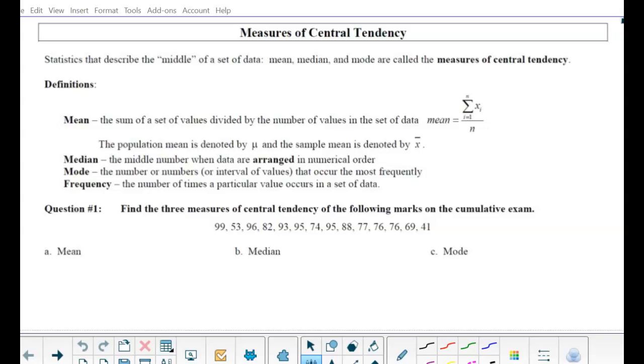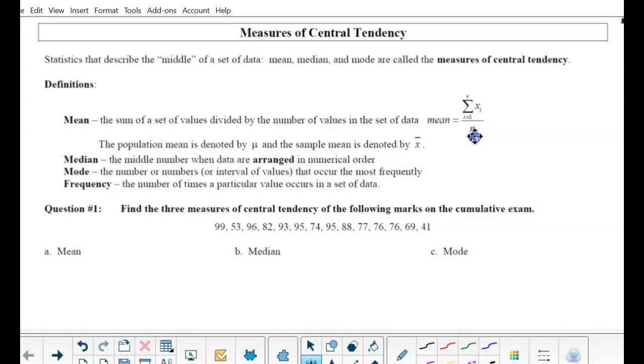All right? So here's some notation. We talked about sigma notation already, so that should be familiar. This is saying we're taking the sum of all the data values, x1, x2, x3. So the x's are each individual data value. You're adding all of them up and dividing by however many there are. Okay, that's how you take the mean.